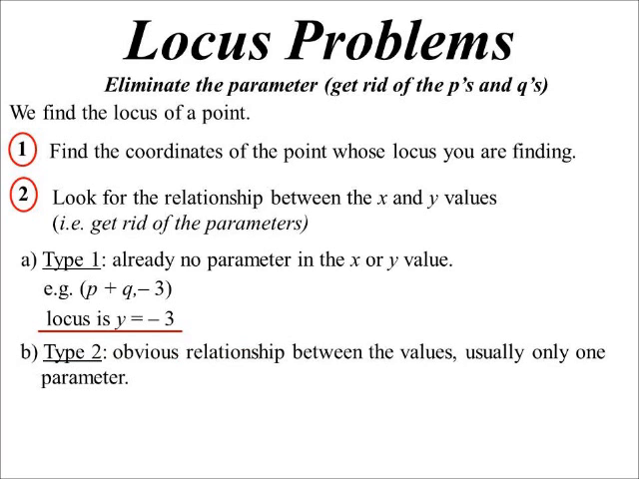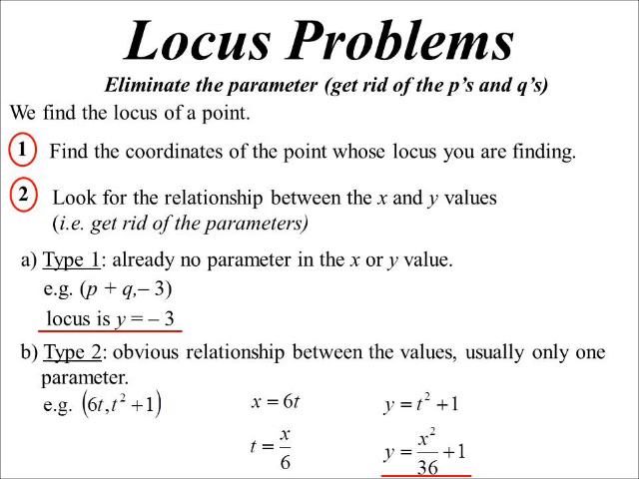The second one where there is an obvious relationship, so you probably only got one parameter. So say I ended up with 6t for the x value and t squared plus 1 for the y value. Alright, well I'll make t the subject of the first one, x on 6, sub it into the second one, and we've eliminated the parameter. So x squared on 36 plus 1 for this one.